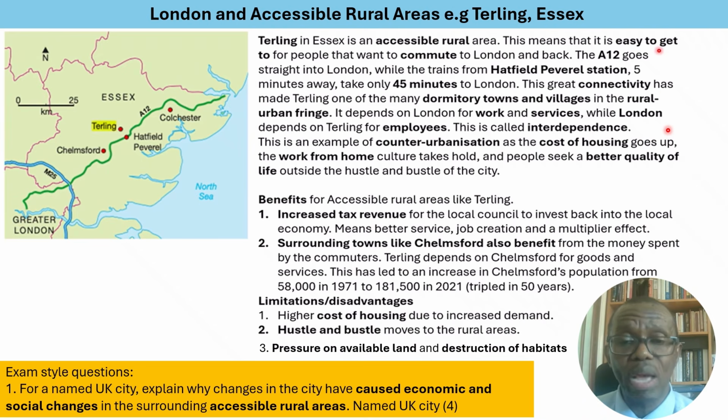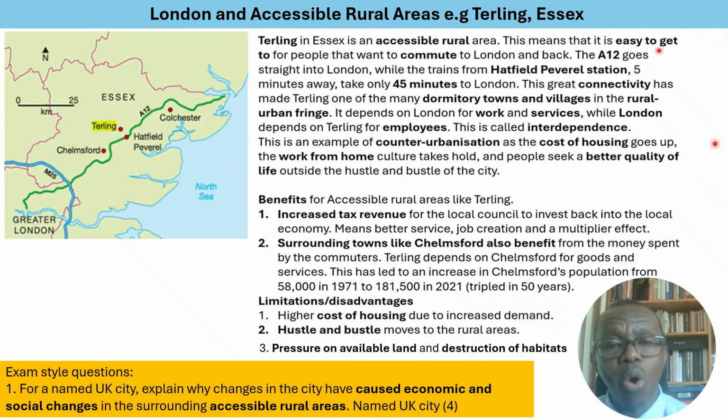And then we are also talking about a benefit to surrounding towns like Chelmsford, which is not too far away from Terling. This is Chelmsford here. Now, Chelmsford is a slightly bigger town, and Terling depends on Chelmsford for goods and services. So Terling depends on Chelmsford for goods and services, and this has led to an increase in Chelmsford's population. So from 58,000 people in 1971 to 181,500 in 2021. So it has tripled in 50 years.